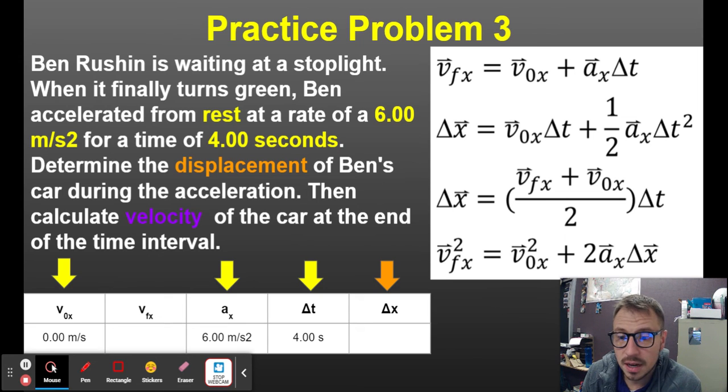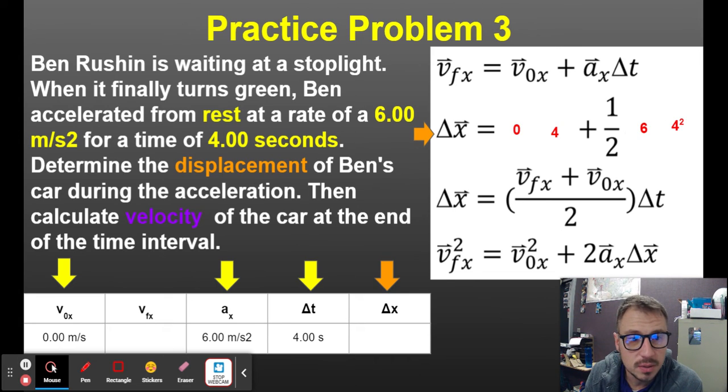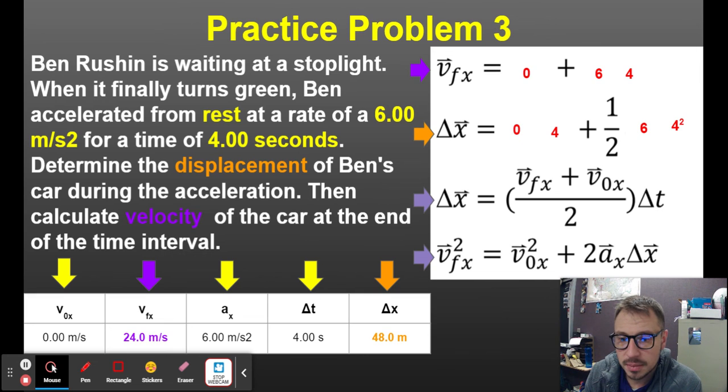So I plug everything that I know in, and I'm looking for the equation that has these 4 variables. Or I can look for the one that doesn't have final velocity. That's going to be this one. So I plug everything that I know into that equation, and I'm going to get 48 meters. So the last thing I need to find is the velocity at the end of this time interval. So I'm looking for the equation, or I can use any of the 3 equations now that I calculated delta x. But if I use the top one, even if I calculated delta x incorrectly, I can still get that final velocity. So I plug everything that I know into the equation, and I'm going to get 24.0 meters per second. Notice that it has 3 significant figures.